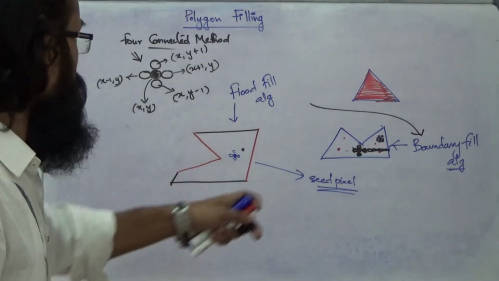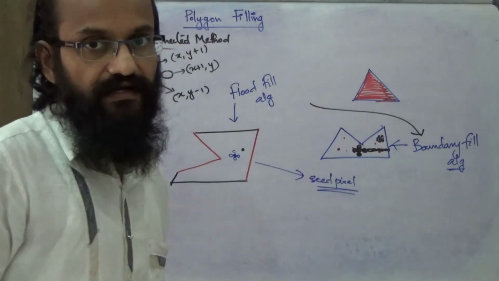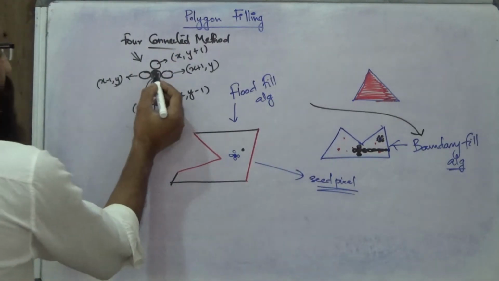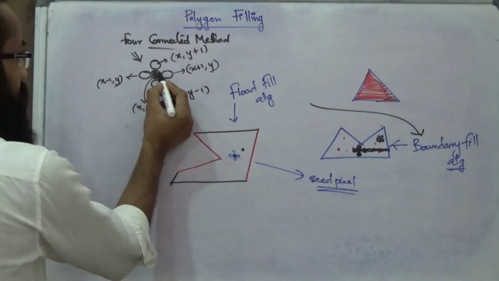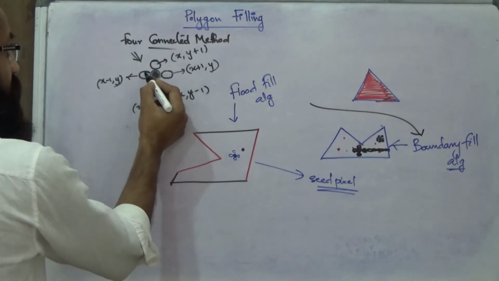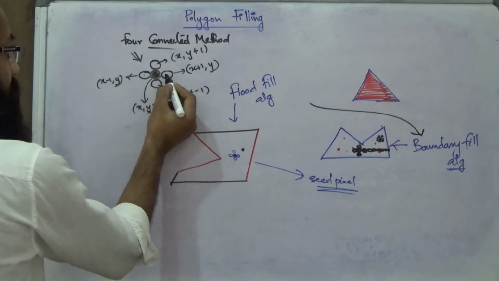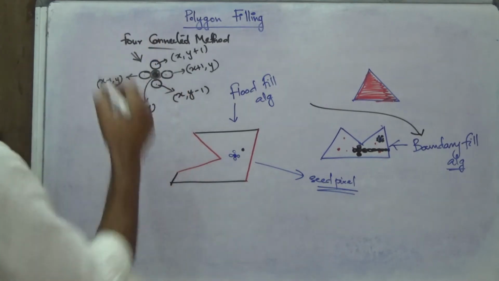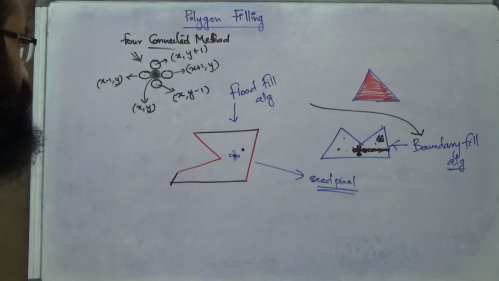When you talk about the 4 connected method in boundary fill algorithm, it will take the current pixel and check whether it is of boundary color. If it is not of boundary color, fill it, and boundary fill will proceed to the left pixel, right pixel, bottom pixel and top pixel. That is what you mean by the 4 connected method.